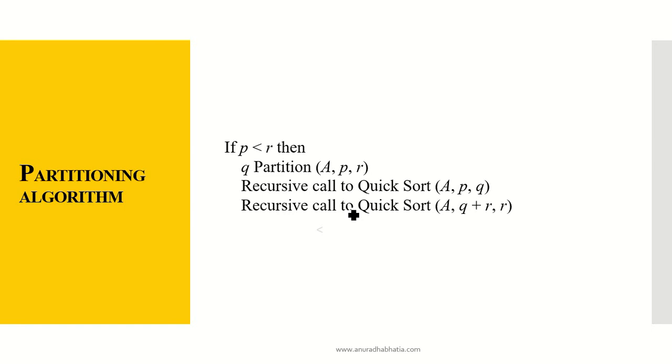If P is less than R, if the pivot element is less than the R element, then Q is partition of A, P and R. Then a recursive call to the quicksort, where we pass the lower part of the array, that is we pass the array, the first position and Q, that is where I'm partitioning my array. And the recursive call to the quicksort is Q plus 1 to R, that is we're adding the right side of my array.